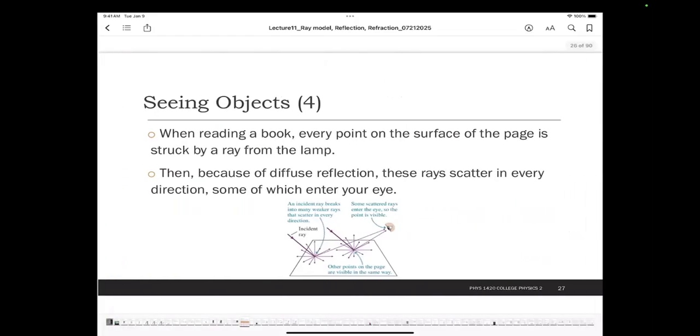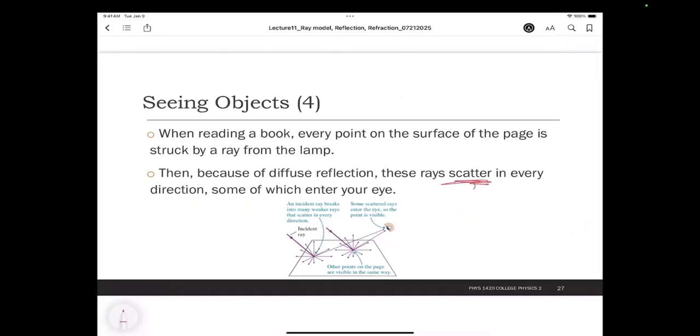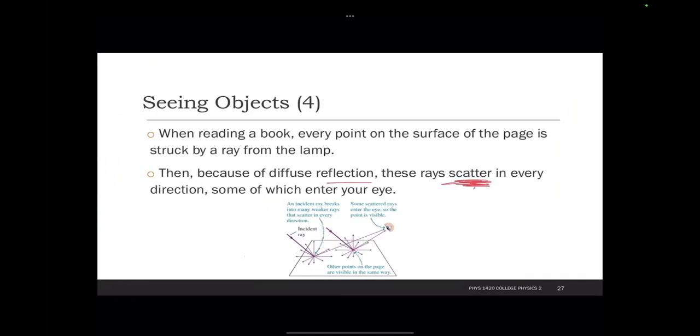Okay, when reading a book, every point on the surface of the page is struck by a ray from the lamp. That's the reason why, when you're reading a book, you can see every word on the page. Because of diffuse reflection, these rays scatter in every direction, some of which enter your eye. Here, scatter is just a verb. It's different from the scattering we talked about; it's just rays reflected in every direction.